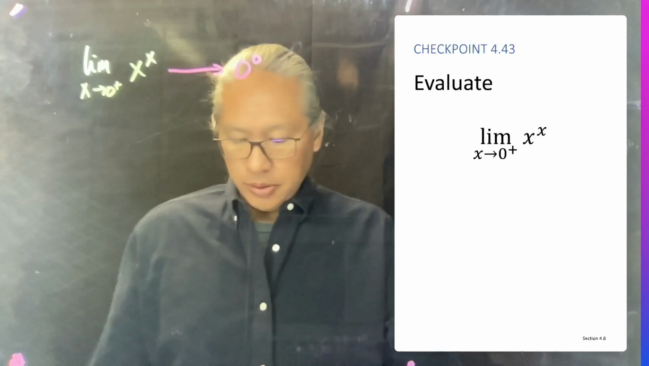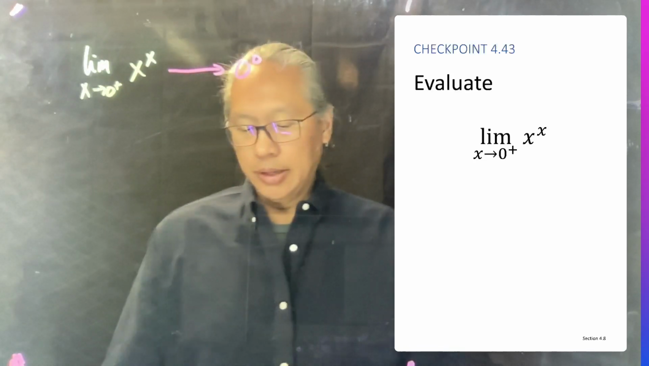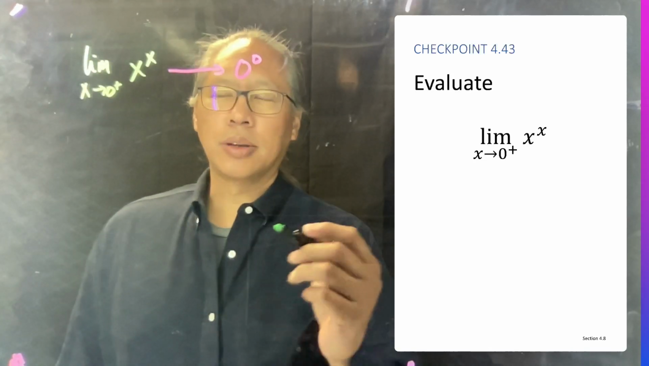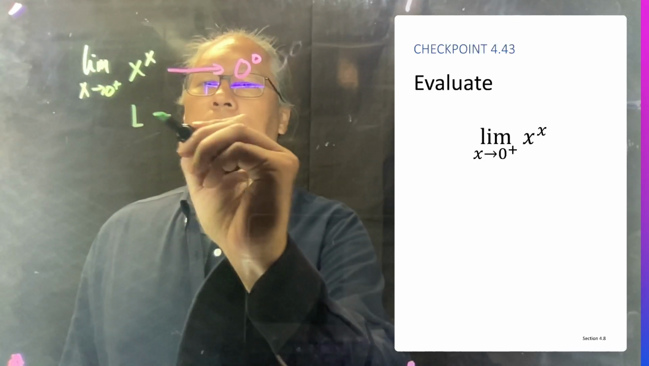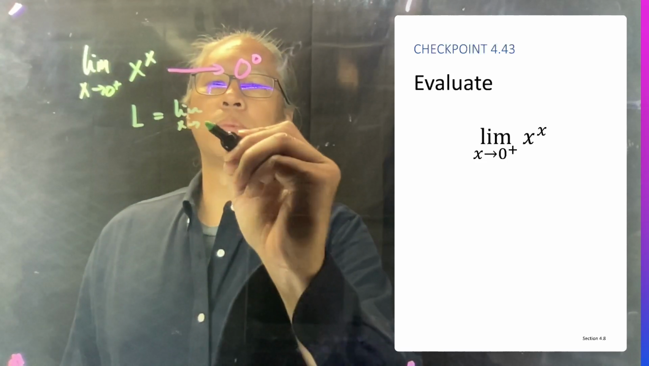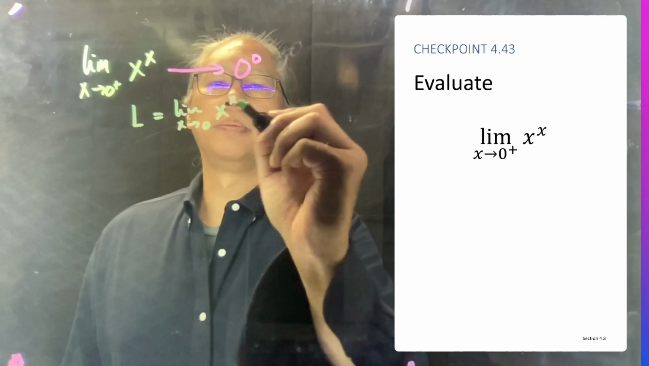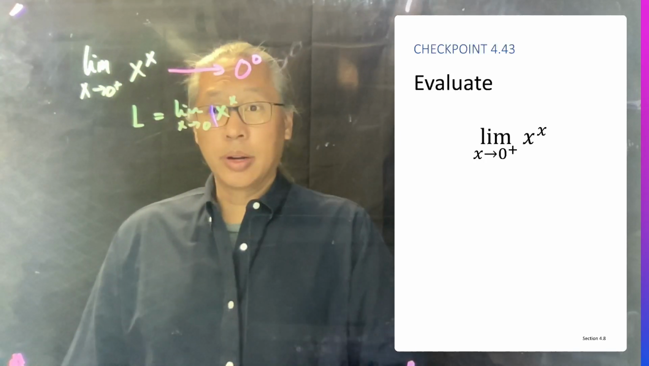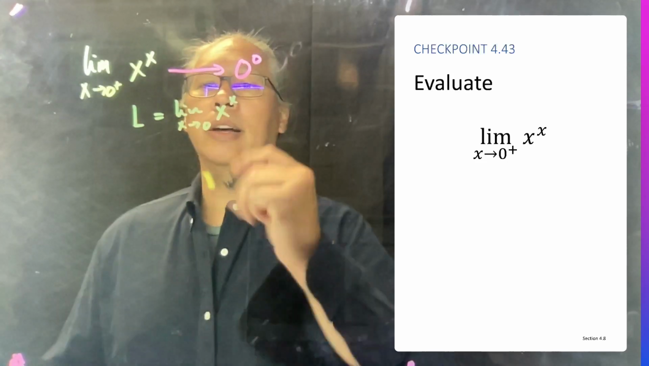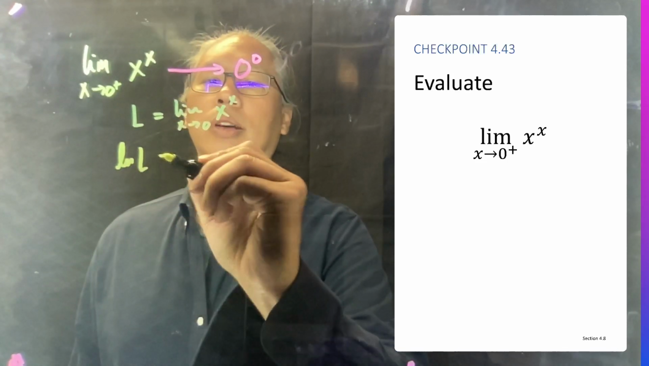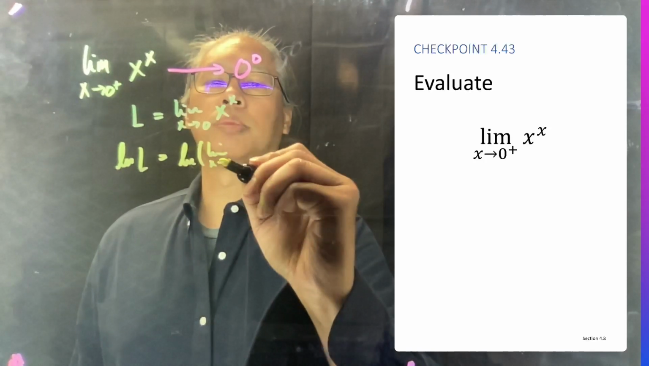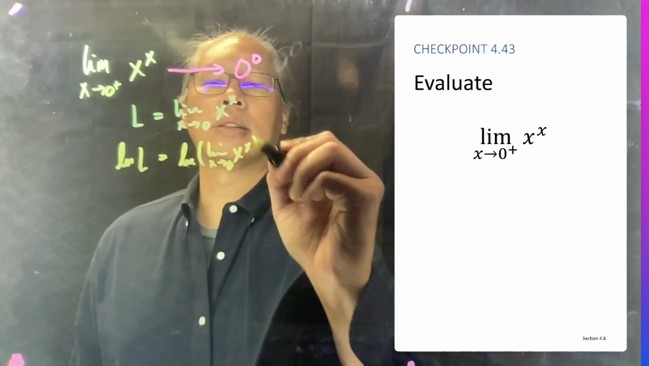Whenever we have a power exponent indeterminate form, we would like to take the ln of something. And so for me, I'd like to let L equal this limit itself: limit as x approaches 0 of x to the x. And we would want to take the ln of both sides. So if we take the ln of both sides, we have ln of L is equal to the ln of the limit as x approaches 0 of x to the x.